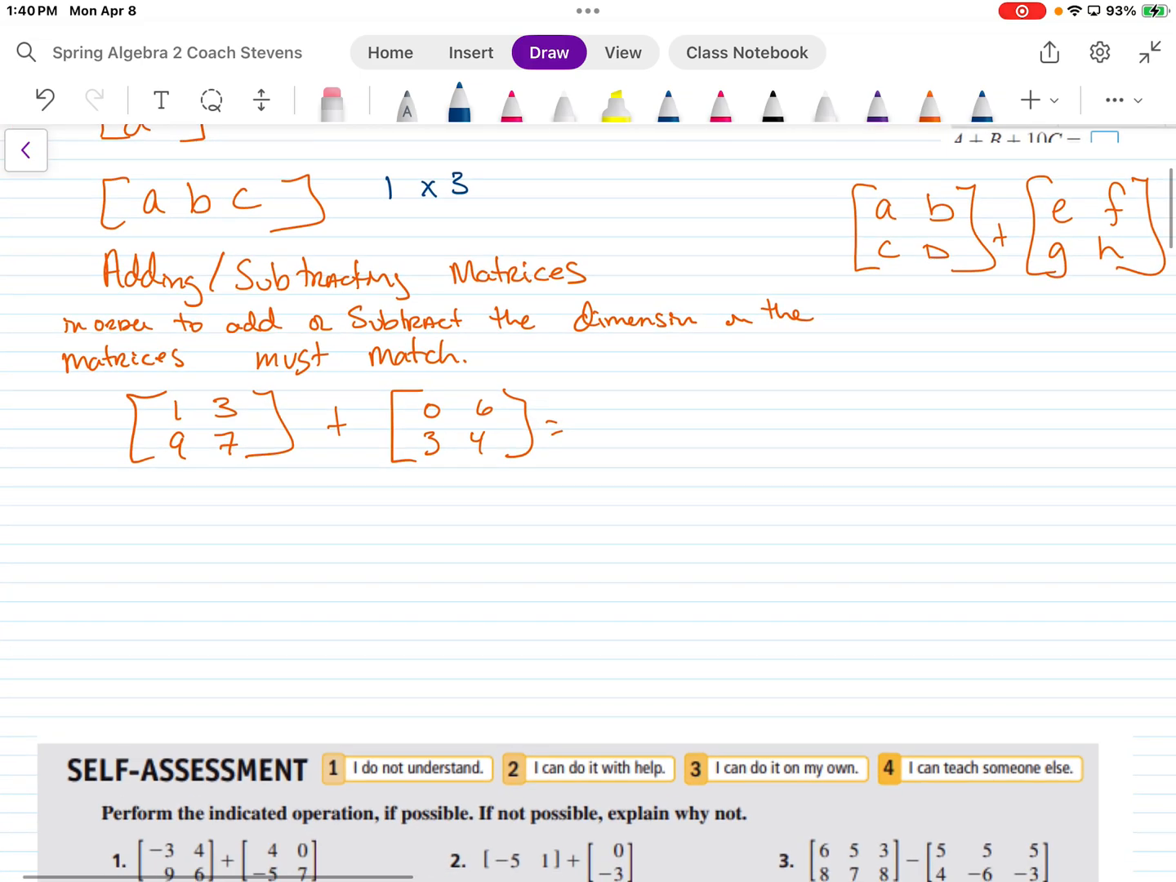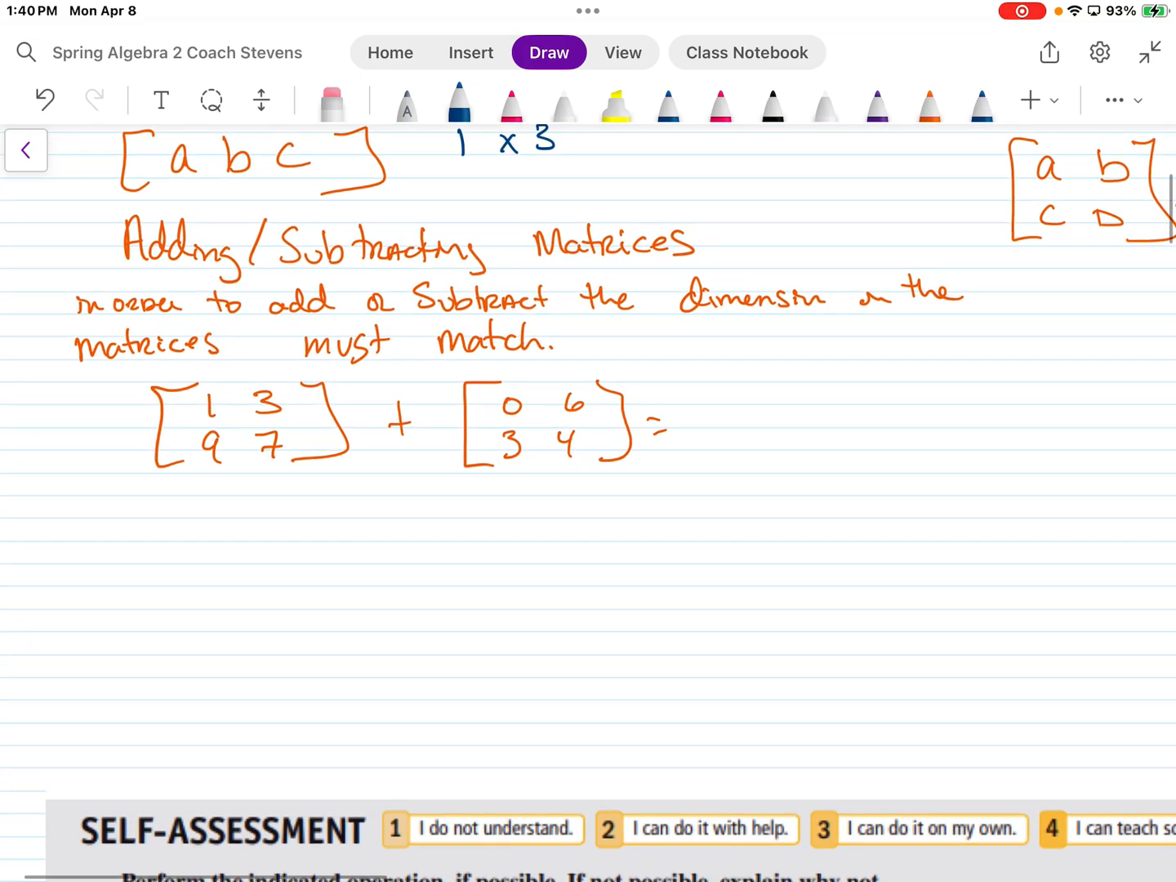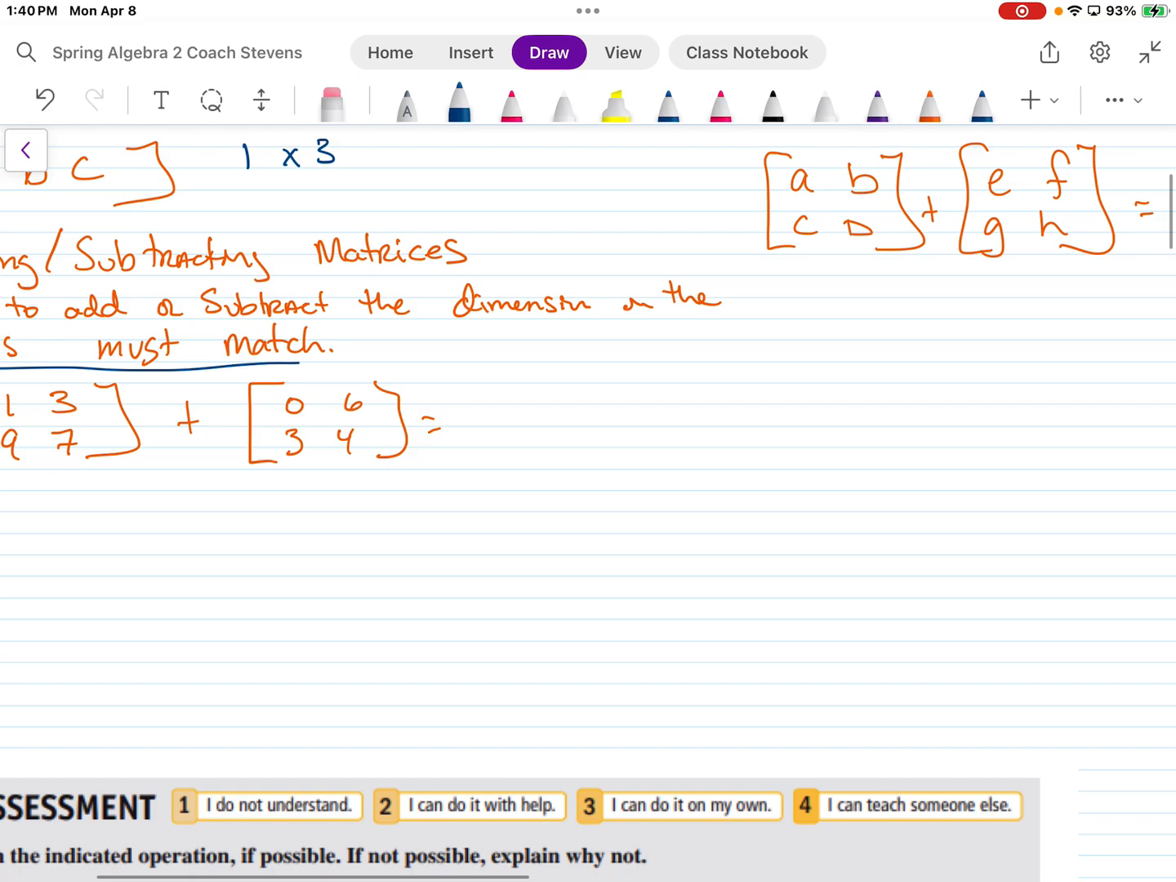So when adding and subtracting, here's a key note. In order to add or subtract, the dimensions of the matrices must match. All right, so they have to have the same dimensions.